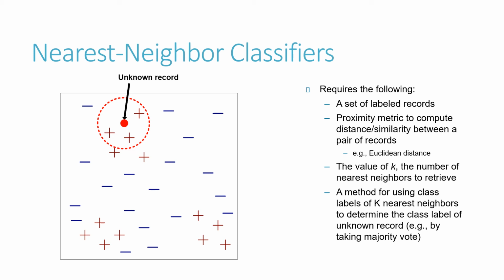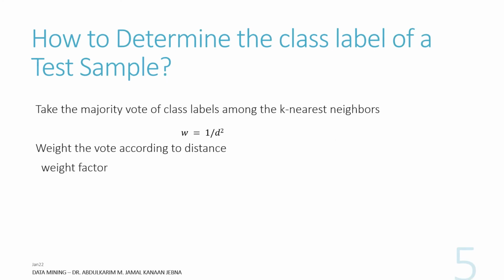A method for using the class labels of the K nearest neighbors to determine the class label of an unknown record is by taking a majority vote, for example, applying hard voting classification. To determine the class label of the test sample, we can apply the majority vote of class labels among the K nearest neighbors, or it can be a weighted majority vote.